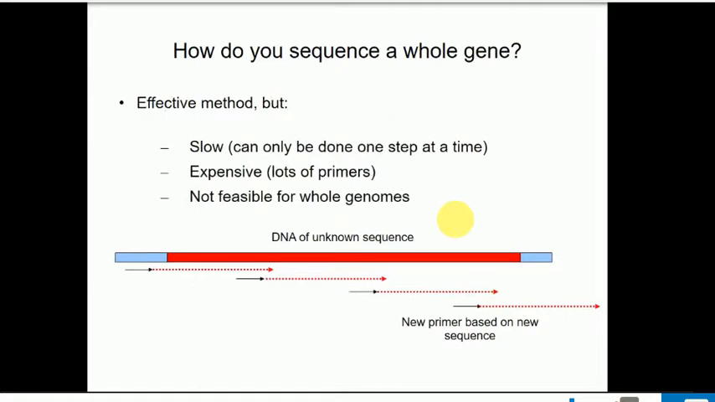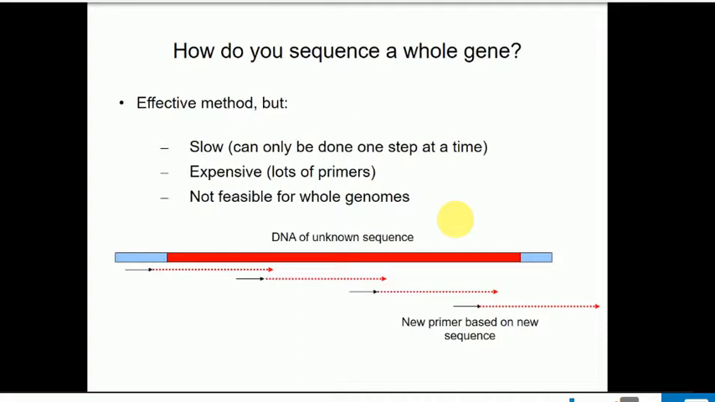It's also expensive because you've got to pay for each of these individual primers. And although you might choose to do this with a chunk of 3 or 4 kilobases, if you're faced with a genome, even a bacterial genome, you've got 1,000 times that amount of sequence. You've got 3 or 4 megabases of DNA to get through. So there's really not a great deal of point in trying to sequence a genome this way.